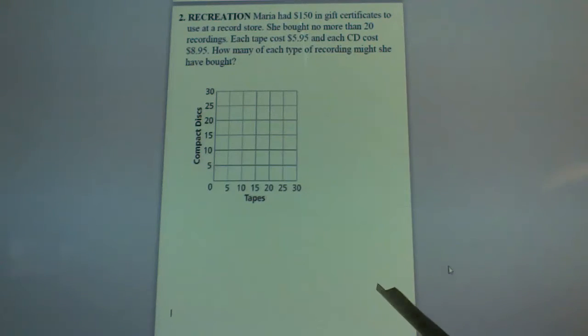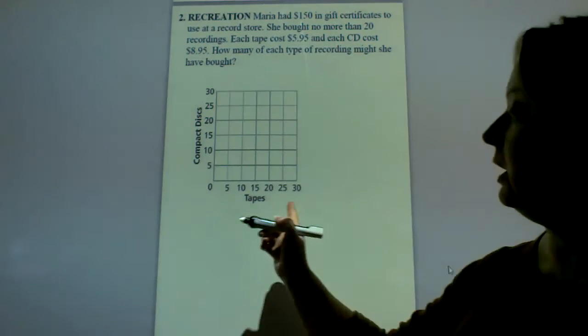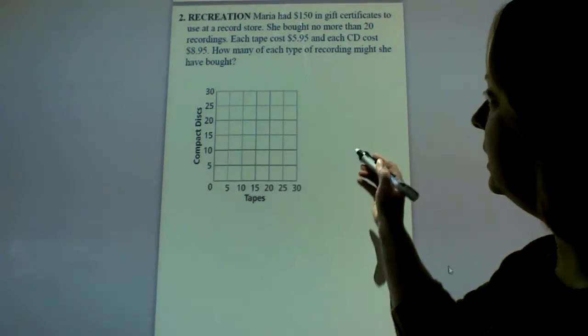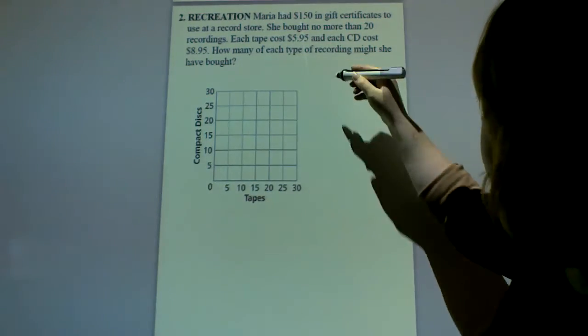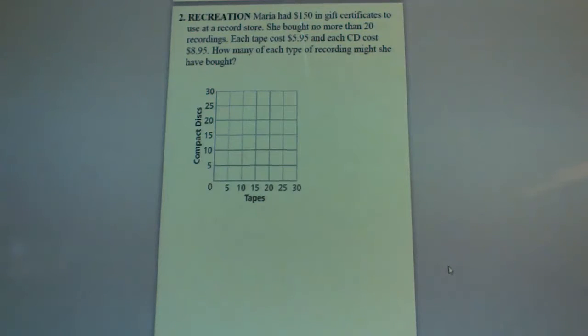So again, we're going to define our variables. They already set it up for us. We're going to have T equal the number of tapes.